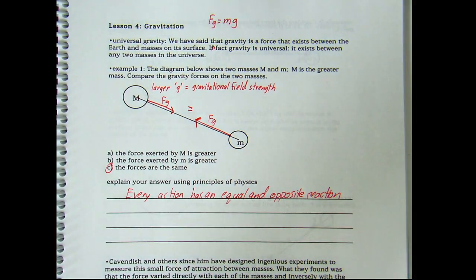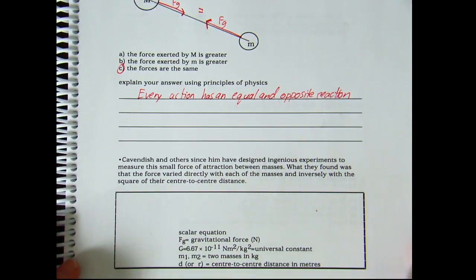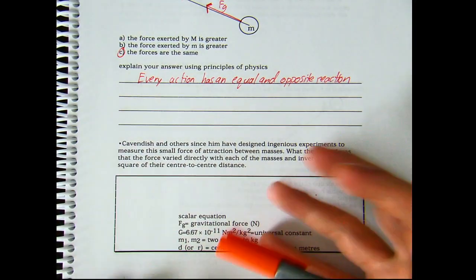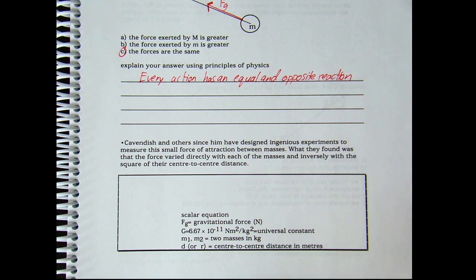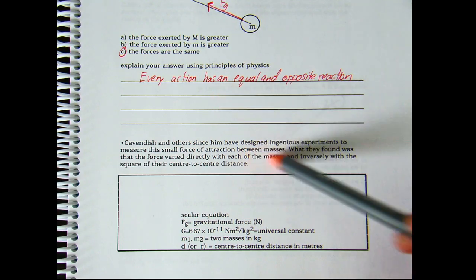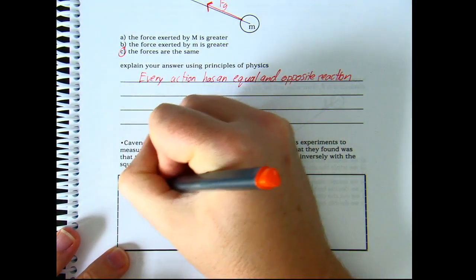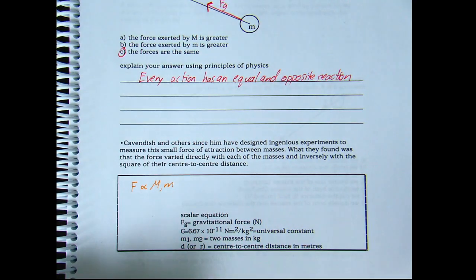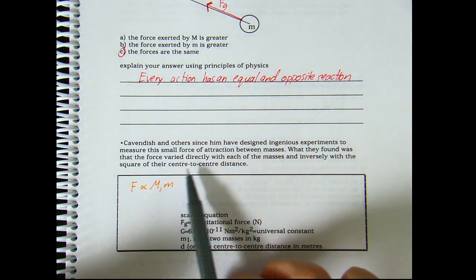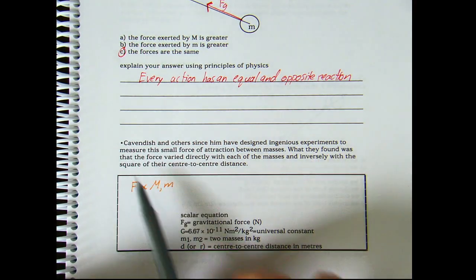So there have been a bunch of physicists over time that have experimented on gravity and universal gravitation, trying to figure out what these things are. One of them was a guy named Henry Cavendish. He was one of the first, but others since him have designed all sorts of ingenious experiments to measure this small force of attraction between two masses, regardless of their size. What was found was that the force varied directly with each mass. So they said that the force of gravity was proportional to the two masses, M and m, and, it says here, varied inversely with the square of their center-to-center distances.